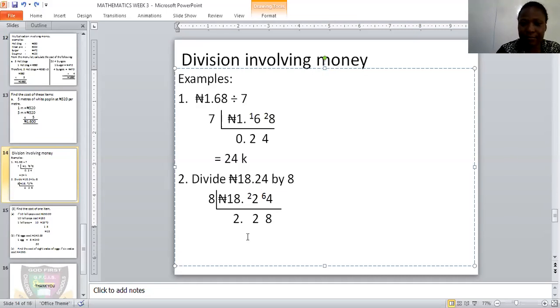2 naira. 2 naira 28 kobo. Always put your naira sign. 2 naira. 2 naira 28 kobo.